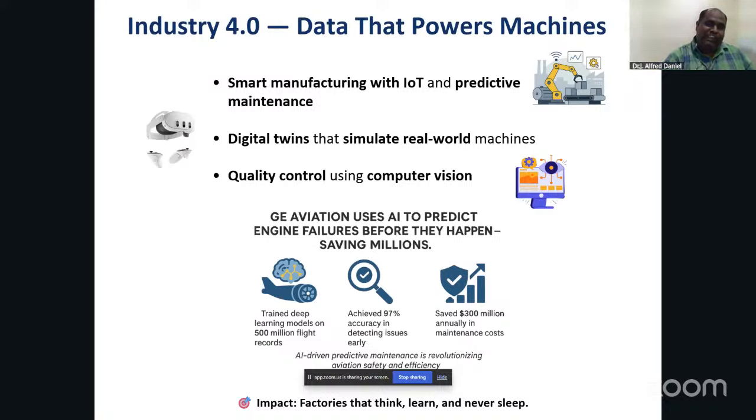So digital twins combine the VR framework with data science to produce a simulated real world mission. That is important. I'm just talking in terms of VR plus data science. So that will be our future, the upcoming. Next, the third point, quality control using computer vision.